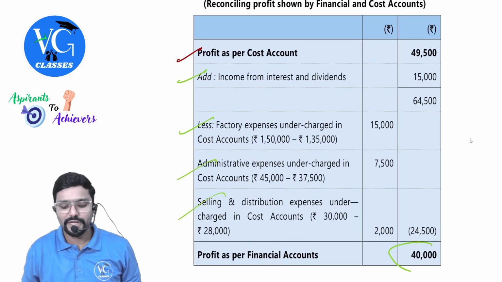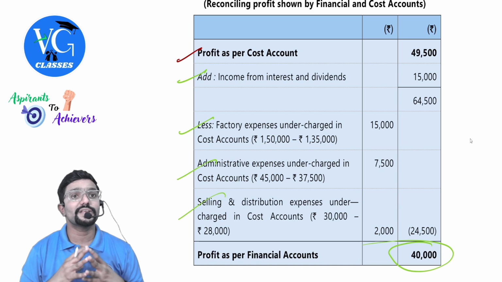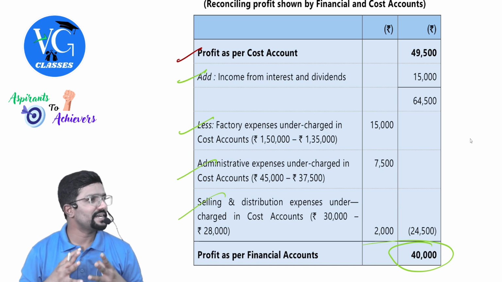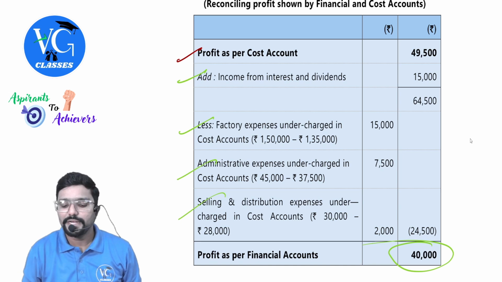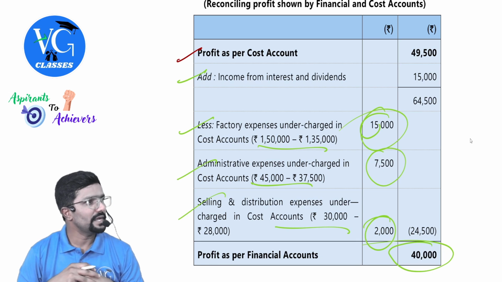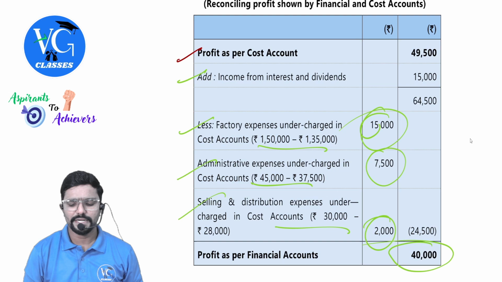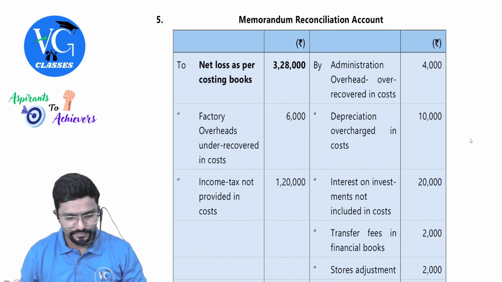So profit as per financial books is 40,000. And in this kind of question, you can also cross check whether what you have got is right or wrong. Is that clear? Whenever you are writing, please show the differences calculation. Some students will straight away write 7,515, but they don't show how they derived it. Find out the difference, like 30 minus 28, and show it.